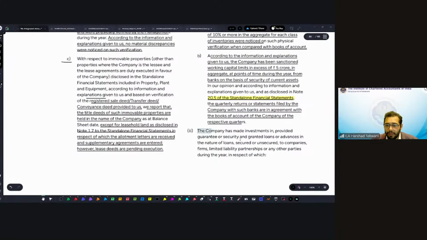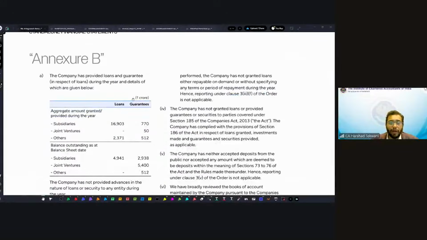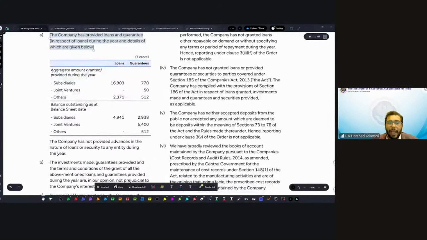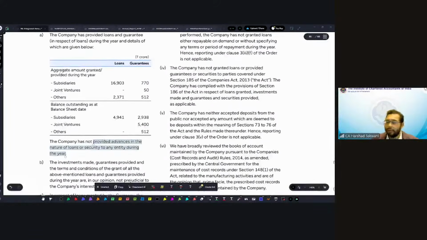So it says the company has made investments, provided guarantees, securities, loans and advances during the year, and for that they have provided the information. See how the information is provided. The company has provided loans and guarantees in respect of loans during the year, and details are given. Aggregate amount granted or provided during the year to subsidiary, joint venture, and others. Loans, guarantees both. Balance outstanding as at the balance sheet date. Loans, guarantees both. The company has not provided advances in the nature of loans to any entity during the year. So other than the subsidiary and joint ventures, they have not provided to anyone else.